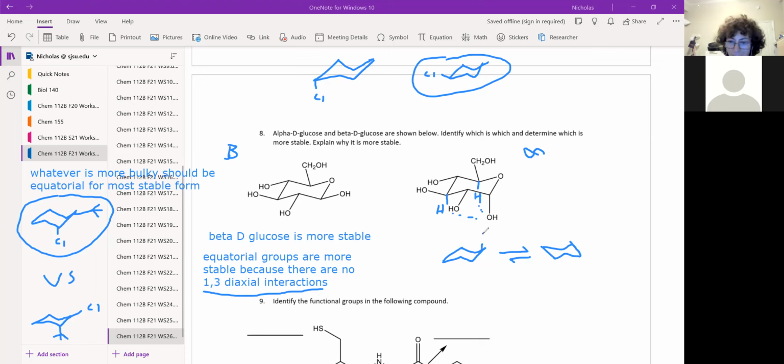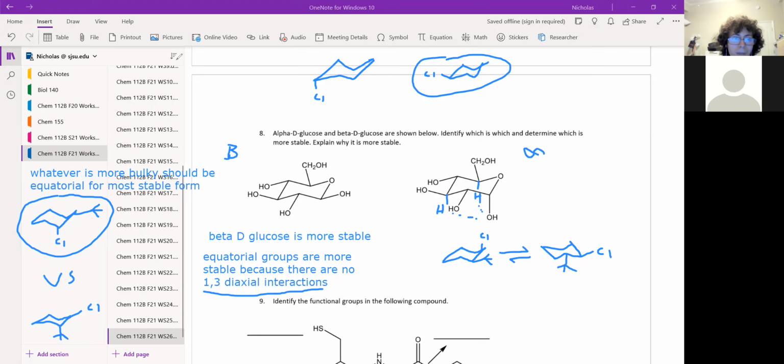So I can redo the ones I did on the left. If you started with this, then you would end up with something like this. Everything rotates clockwise, and things that were equatorial become axial, axial becomes equatorial.